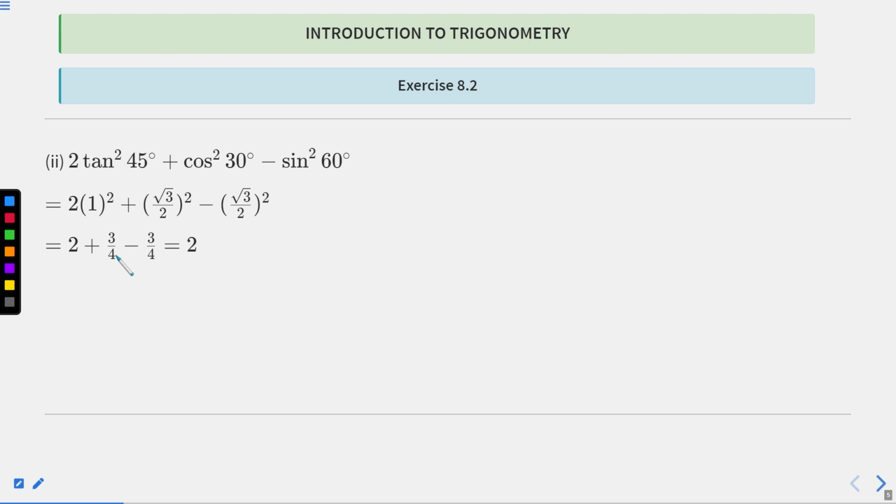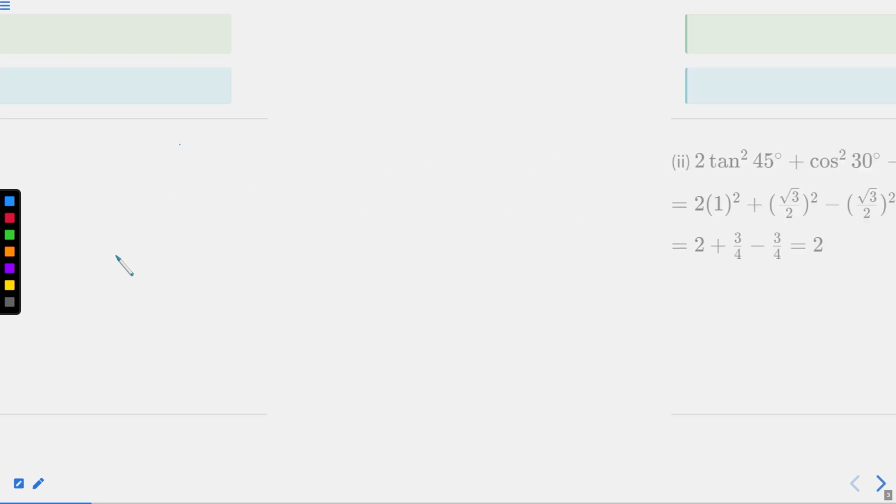So here we get the value of 2 tan² 45° + cos² 30° − sin² 60° is equal to 2. Okay, so now let us see the third one.